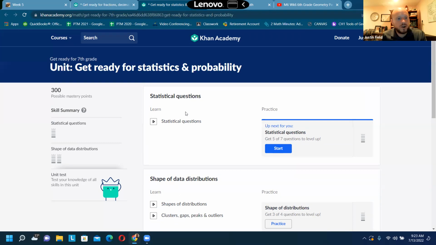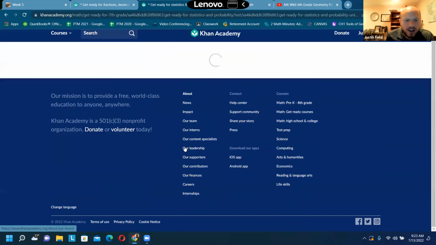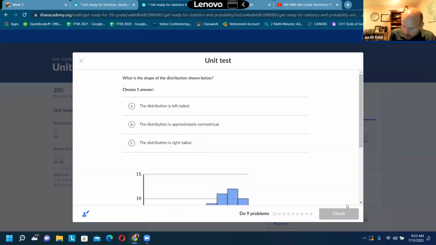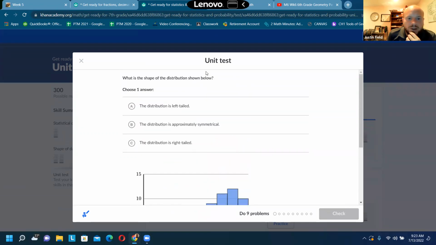Now we're going to do get ready for statistics and probability. Very important subject. And it really deserves its own course. What is the shape of the distribution? Left-tailed, symmetric, right-tailed. Okay. So there are 3 shapes that we're going to talk about.